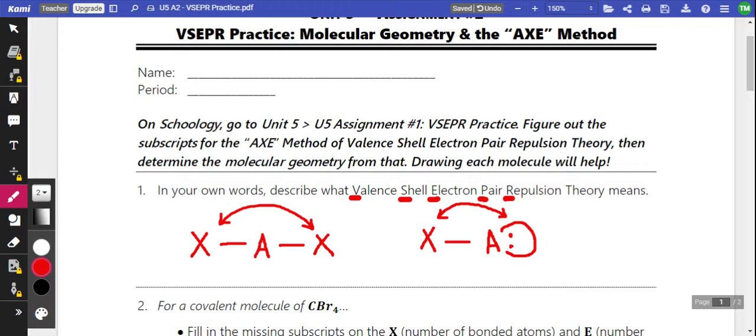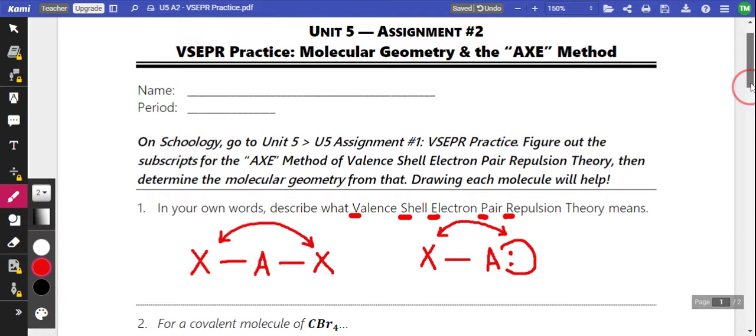Now, if you are not super great at visualizing things in your head and seeing how things will move around and kind of spinning a 3D shape in your brain, that's okay, because we have a method that helps us figure out what a molecular shape or what an electron geometry is going to be, just based on what's bonded to the central atom and how many lone pairs the central atom may have. Okay, we call this the AXE method, where the A stands for the central atom.